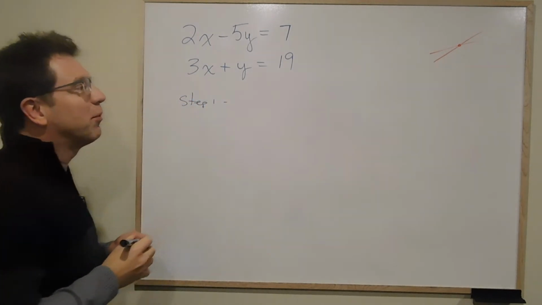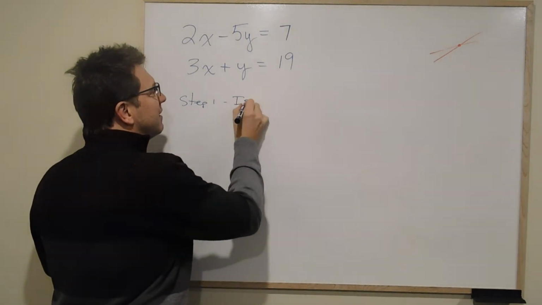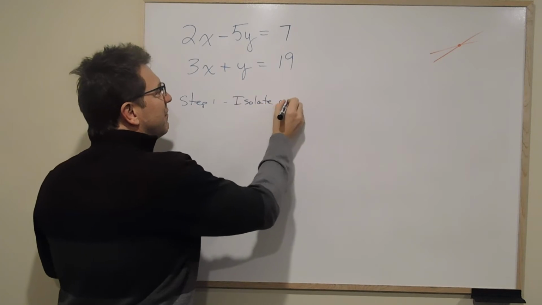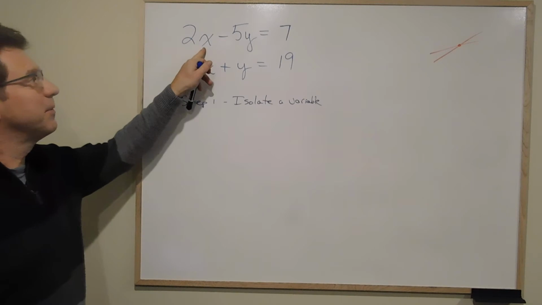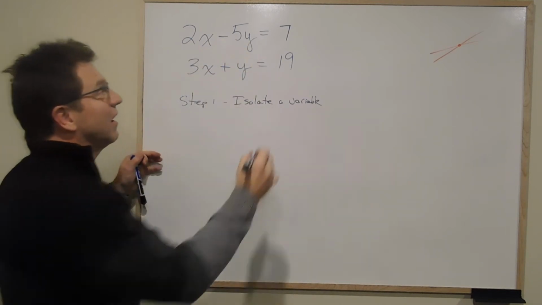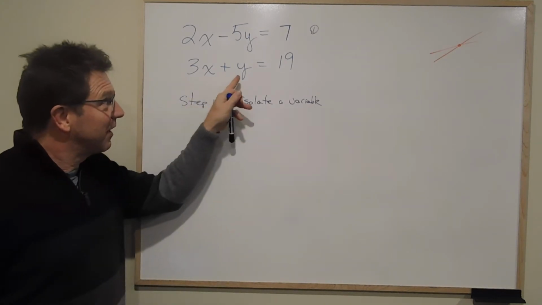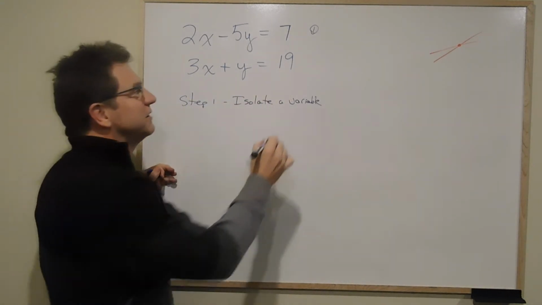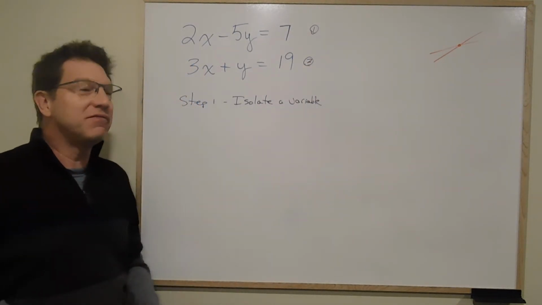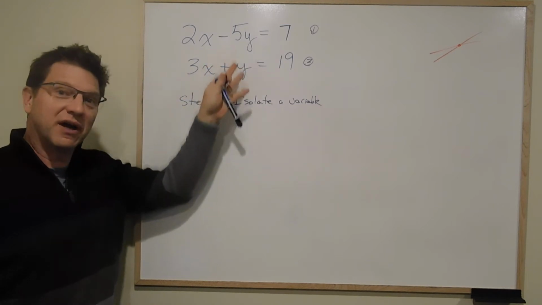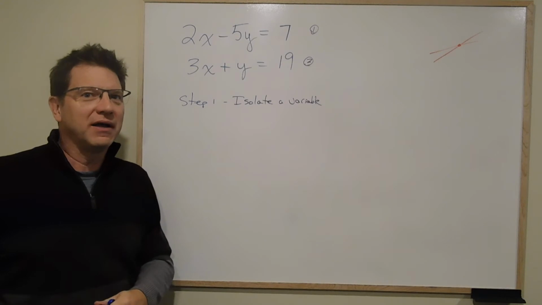Okay? Step one, and I'm going to get a different color here. Step one is to isolate a variable. Now, I have an x variable and a y variable in the first equation. We'll call that equation 1. I have an x variable and a y variable in the second equation. We'll call that equation 2. I can pick any of the four variables, any of the x's or any of the y's, and isolate it, which means make it x equals or y equals.